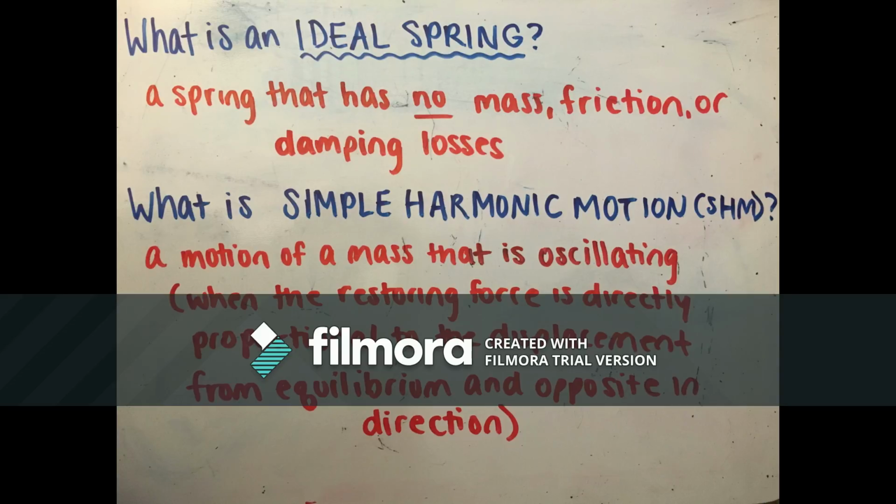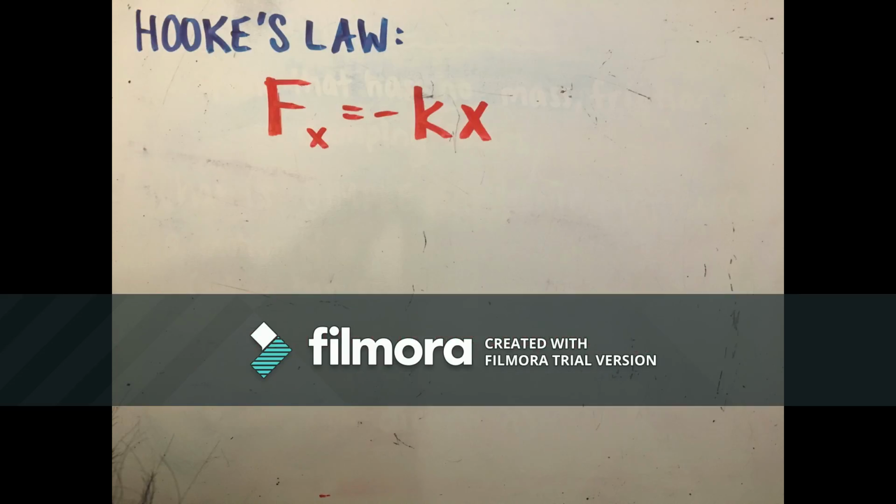Simple harmonic motion is the motion of a mass that is oscillating, and oscillating means when the restoring force is directly proportional to displacement from equilibrium and opposite in direction. This is shown in Hooke's law. Hooke's law is F_s equals negative kx. I personally write F_x, however, it should be F_s.